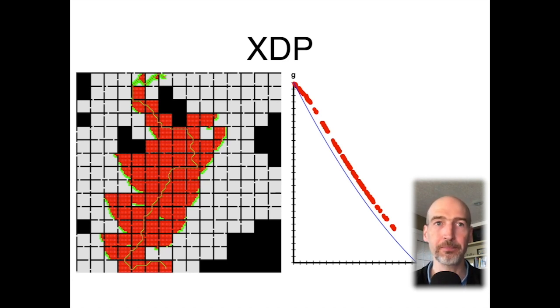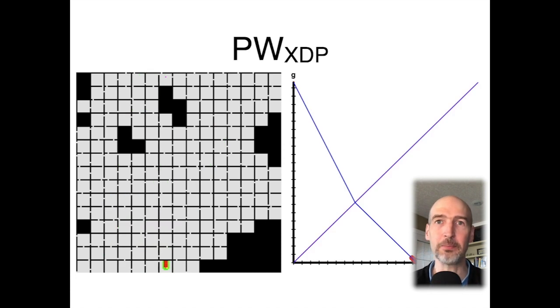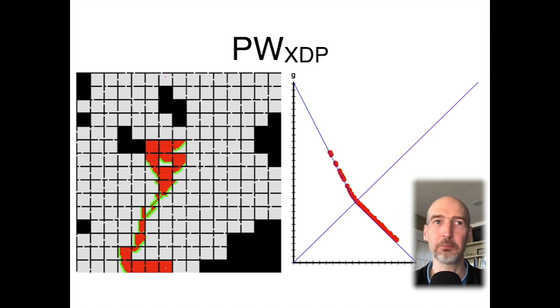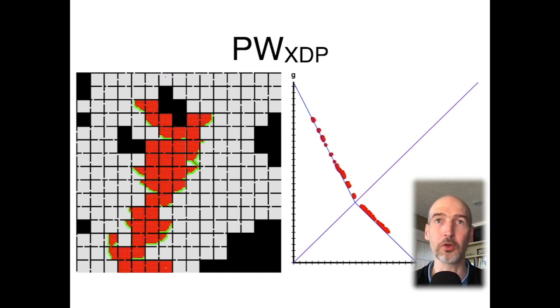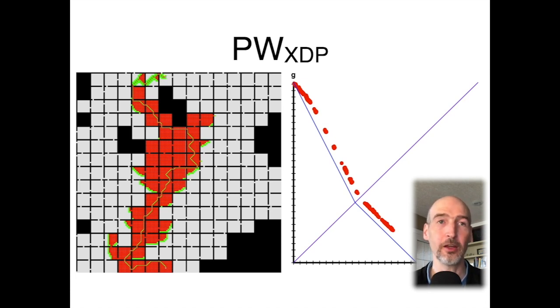If we do the piecewise XDP, then we're really pushing this even further. And so what we see here is now we can push up even more aggressively towards the top of this curve, towards the goal, which is always going to be on the g-axis, which is this here. And we can clearly see we did fewer node expansions.